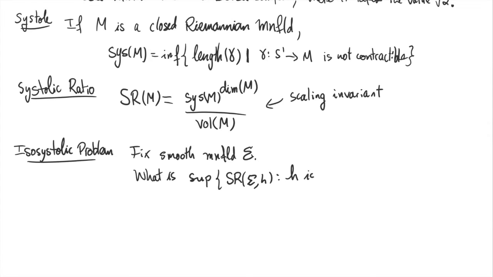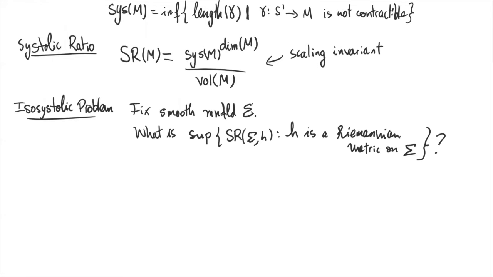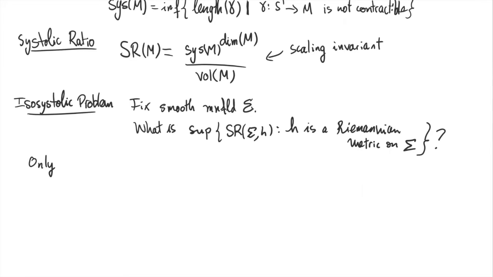So such that H is a Riemannian metric on sigma. So, what is the value of the supremum and which metrics realize the supremum if they exist? And so the answers to these questions are only known, in fact, in dimension 2 for 3 cases. So only known if sigma is either the 2-torus, the projective plane, or the Klein bottle.